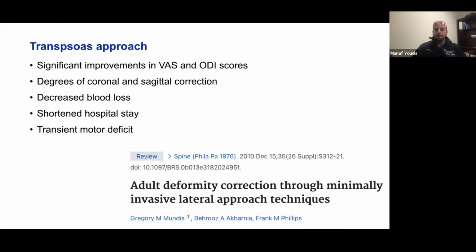Mundis et al. conducted a literature review of the lateral approach, suggesting significant improvements in the VAS score and ODI score, and degrees of coronal and sagittal correction, and decreased blood loss and shortened hospital stay in comparison with the open anterior procedures. The literature did reflect different complication rates. However, major complications were low, and most studies cited a transient motor deficit, but reported resolution at subsequent follow-up visits.